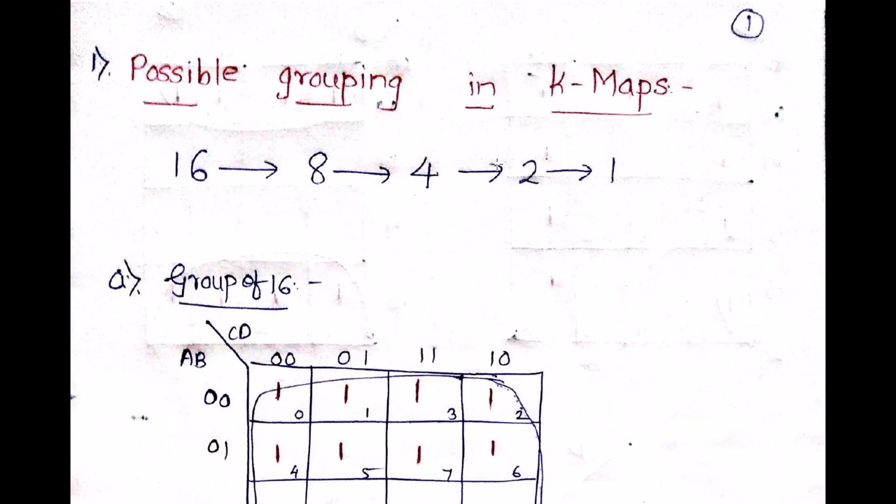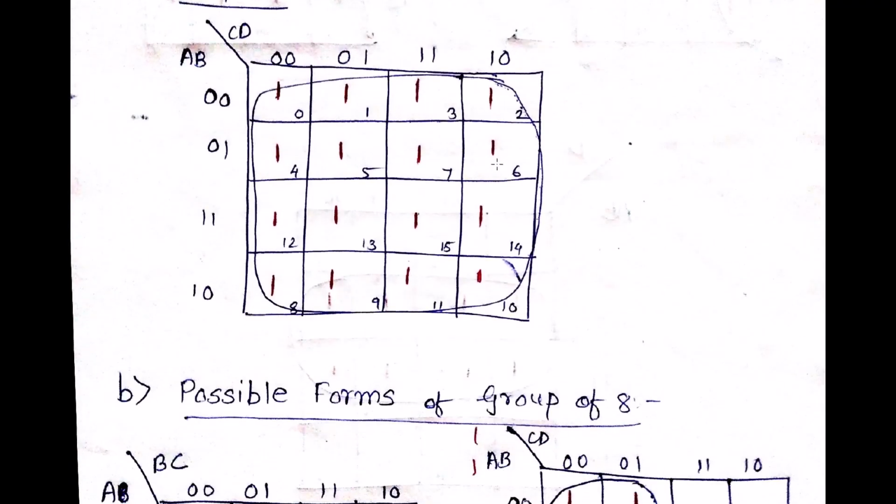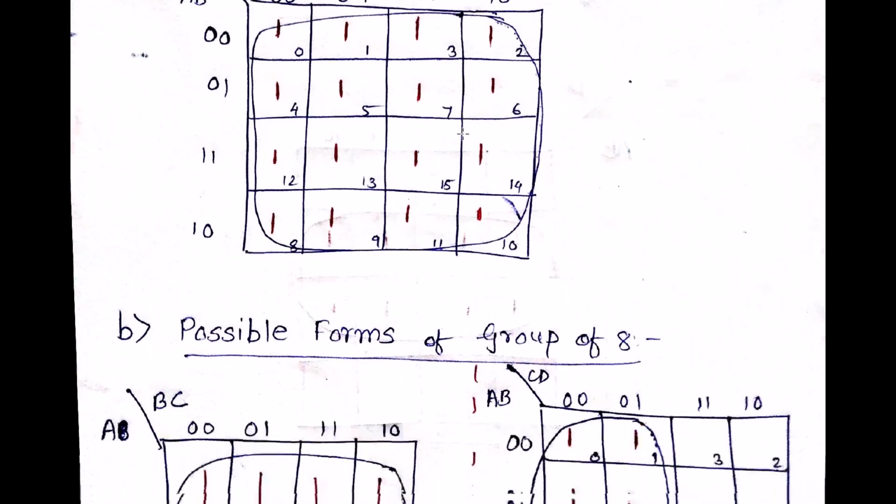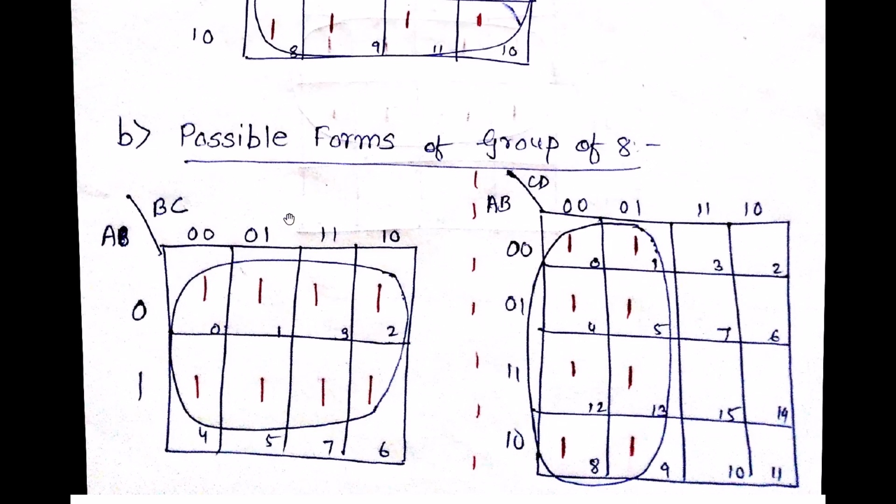So I just showed you, if it is of course a 4 variable kind of thing, if you want to make a group of 16, so in that way all the particular boxes should have ones or it should have zeros, whatever is the thing, and you can make a group of 16. There can be a group of 8 in such a way.